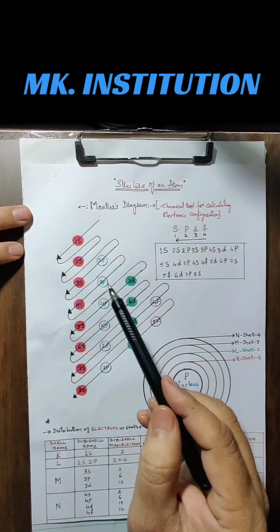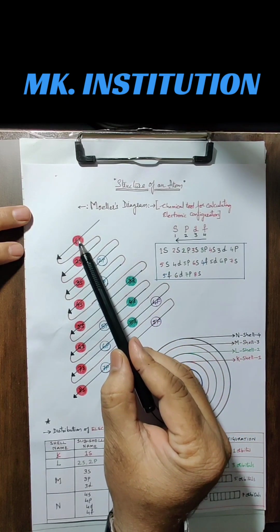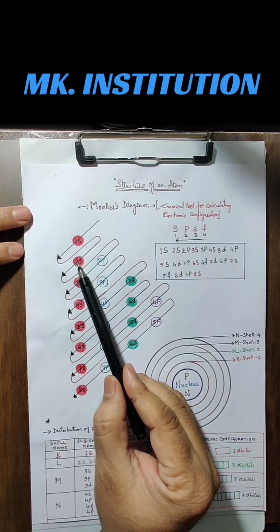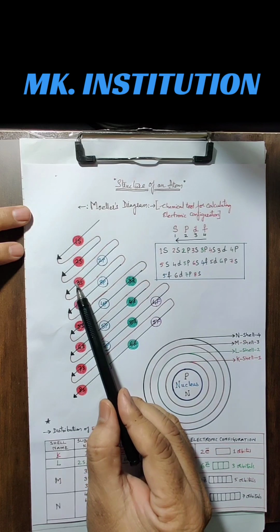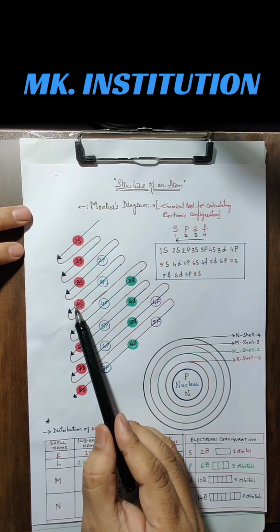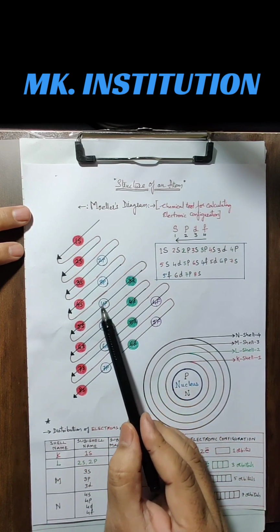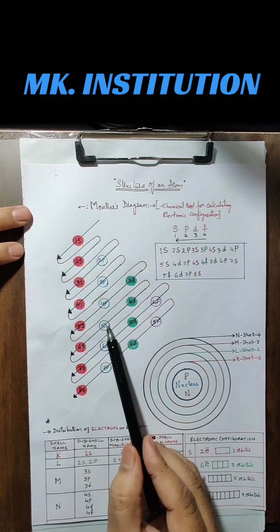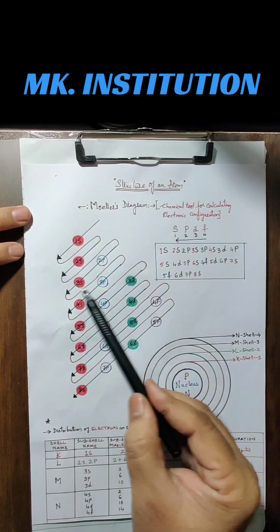Clear? So see, the electrons should be filled like this. First you have to fill 1s. When the 1s is filled, it should enter into the 2s. After 2s, it should enter into 2p. Then 3s. After 3s, it enters into 3p. Then 4s. After 4s, it enters into 3d. After 3d, then 4p, then 5s. After 5s, enter into 4d, 5p, 6s, and it continues. Clear? This is the way how to fill the electrons.